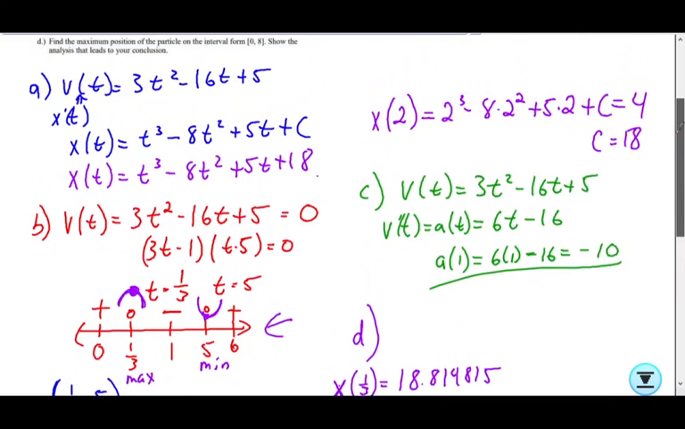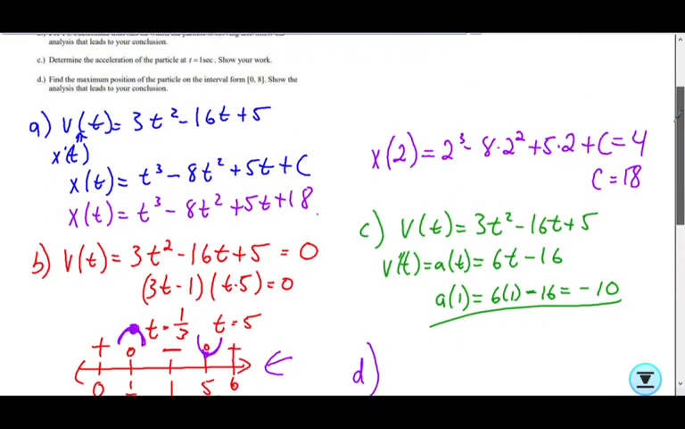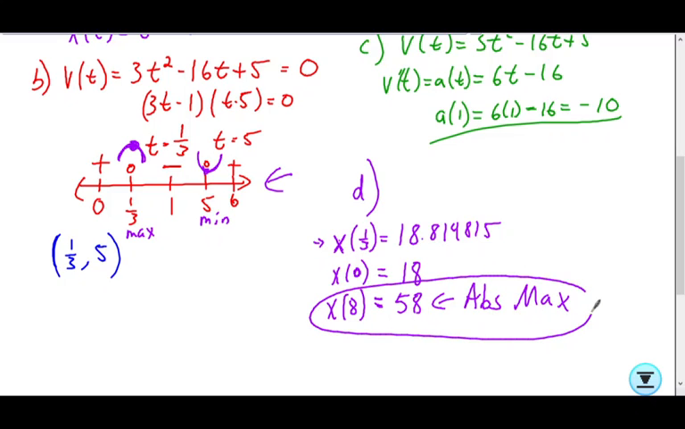So based on what they're asking us, find the maximum position of the particle on the interval from 0 to 8, if we had just used our critical point, we would have said it was this one. But this is our absolute maximum. So you got to remember to check your endpoints.